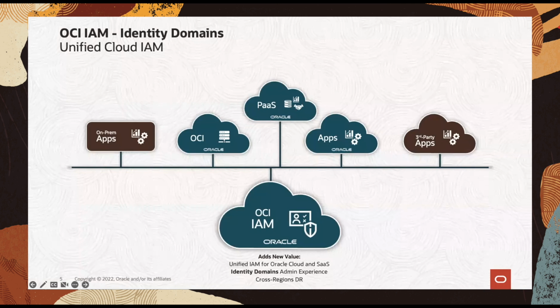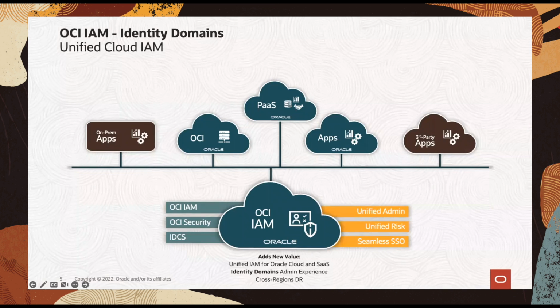This new unified service maintains all the existing OCI IAM functionalities and brings all the existing IDCS functionalities as well. It will also integrate natively with the other OCI security capabilities in the near future. So the end result is a service that unifies the admin experience, provides a single view of the access risk, and offers a seamless single sign-on experience for the end user. This is the whole purpose of having the identity domains on the Oracle Cloud.